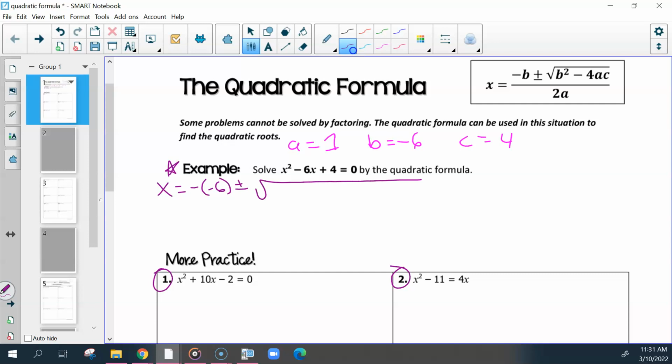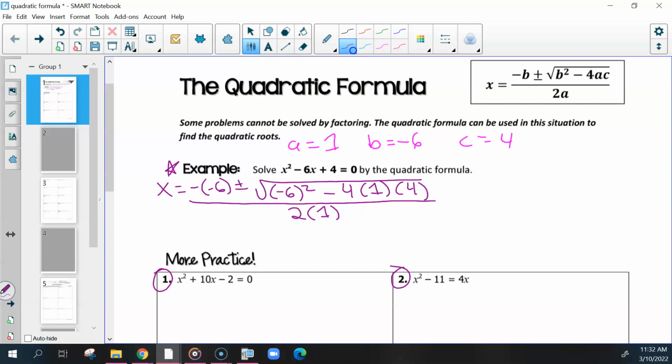whatever b is, put that in parentheses, negative or positive, and we're going to square that. We're always subtracting this 4, and then we're multiplying our A value, here is 1, and our C value, which is 4. And this is all over 2 times our value of A, which is 1. After you have this originally set up, we're going to start to simplify.